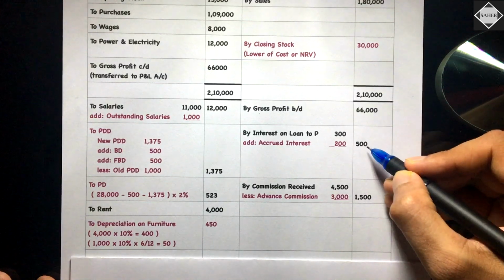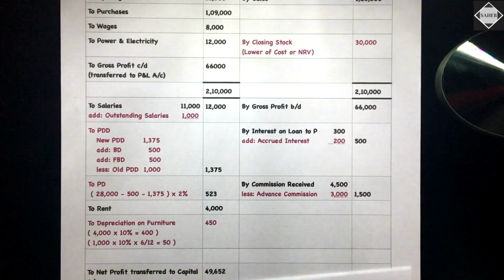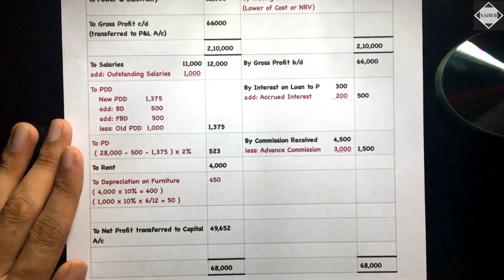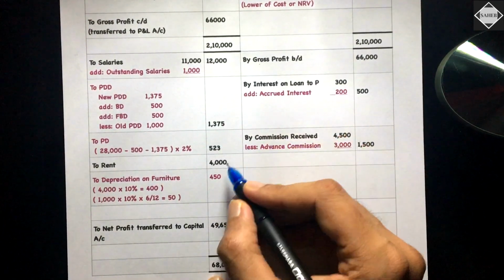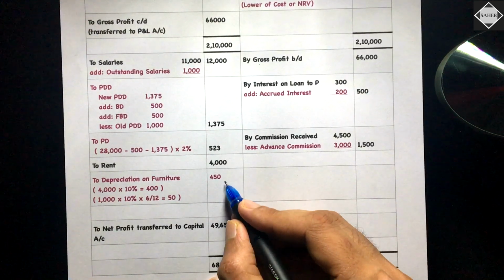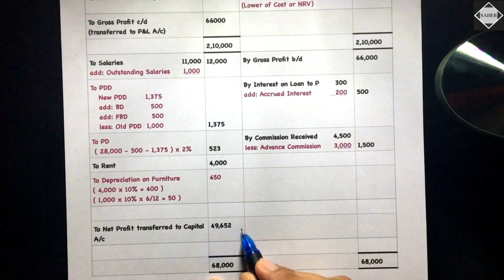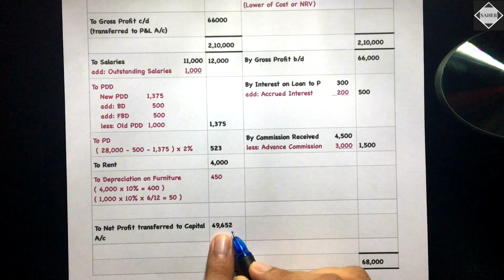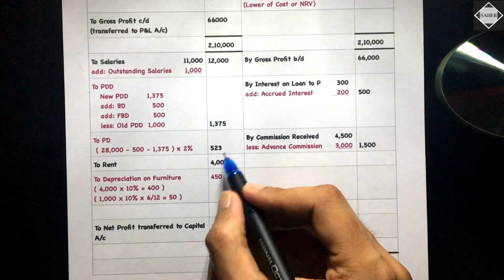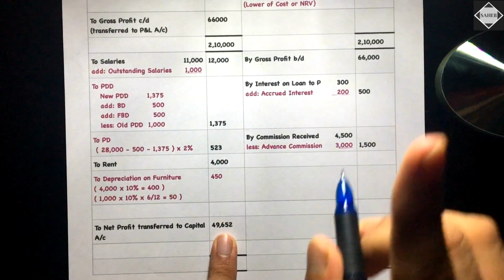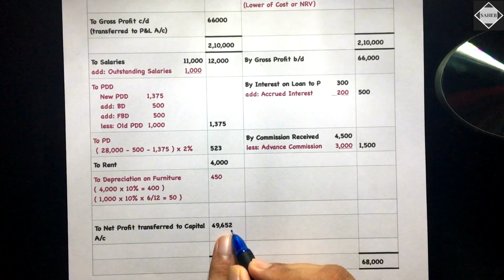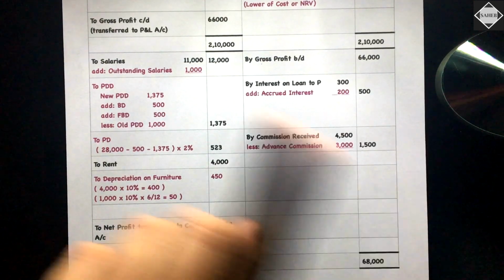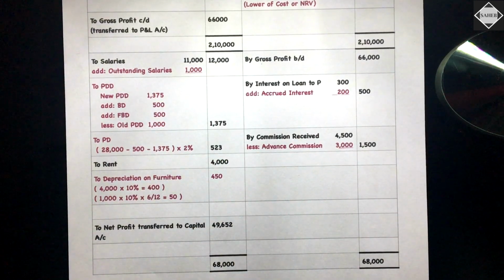So 66,000 plus 500 plus 1,500 is equal to 68,000. Can you see? 68,000 on both sides. 68,000 minus 1,375 minus 523 minus 4,000 minus 450 is equal to 49,652. Now this can slightly vary because of rounding off. A 1 rupee difference can come. It doesn't matter. Your profit can be 49,652 or it can also be 653, because of 1 rupee rounding off over here.